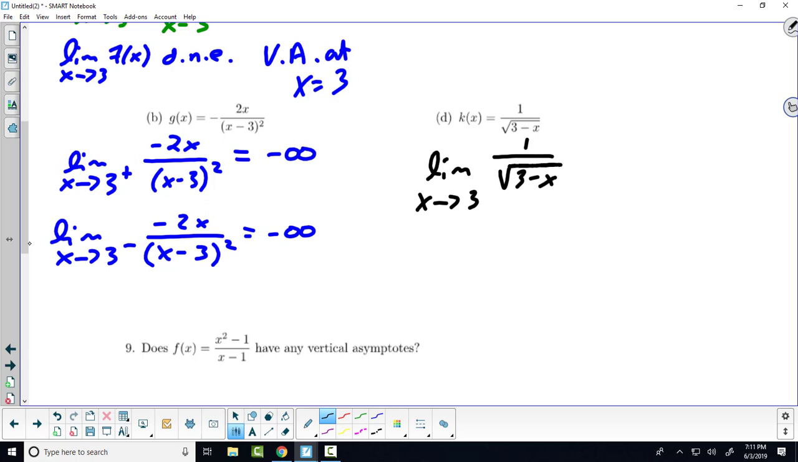But what's the issue, folks? Can I approach 3 recklessly? No. Can I plug in numbers like 3.1 for x? Can I plug in numbers like 3.5 for x? No. What's the domain of K?